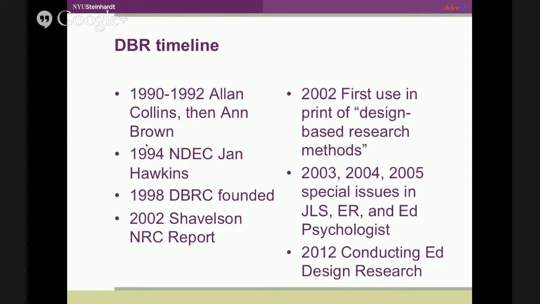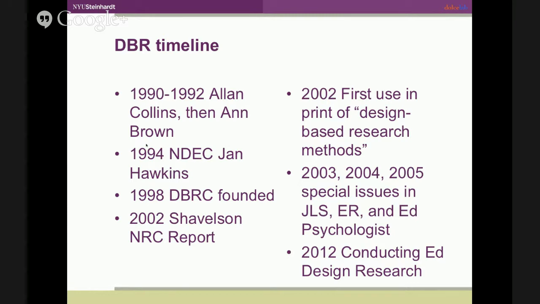In the mid-90s, there was a National Design Experiments Consortium at the EDC in New York City. Jan Hawkins was the head of that. In 1998, I founded the Design-Based Research Collective, although we didn't have that term at the time.